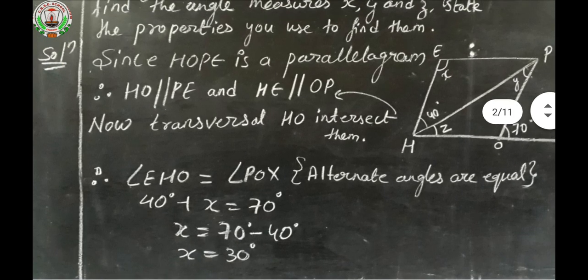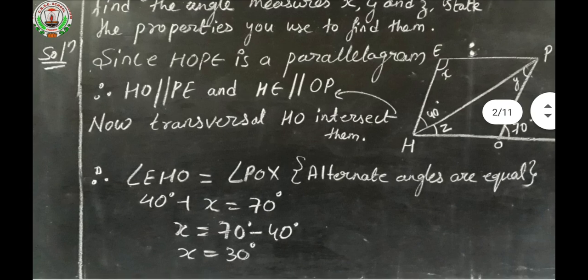Now 40 degree plus x is equal to 70 degree. Why is it so? Because the sum of the adjacent angles of a parallelogram is equal, isn't it? That's why we had taken 40 plus x is equal to 70 degree. Or we can say that since angle EHO is equal to angle POX, alternate angles are equal, 40 degree plus x is equal to 70 degree. Now 40 will be transposed from the left hand side to the right hand side. It becomes 70 minus 40, isn't it? So x is equal to 30 degree.